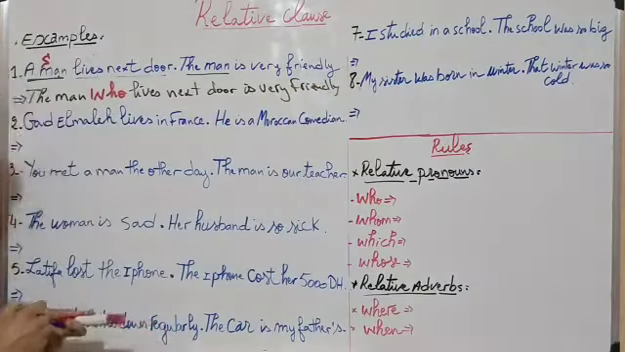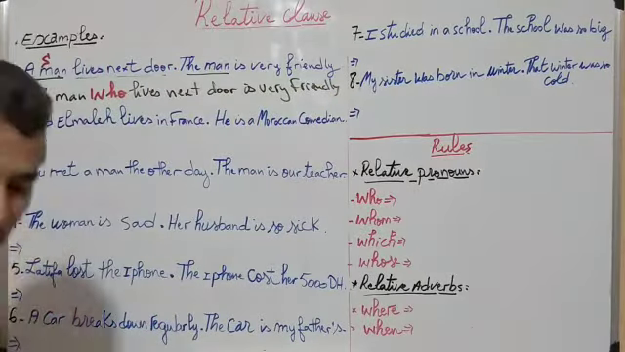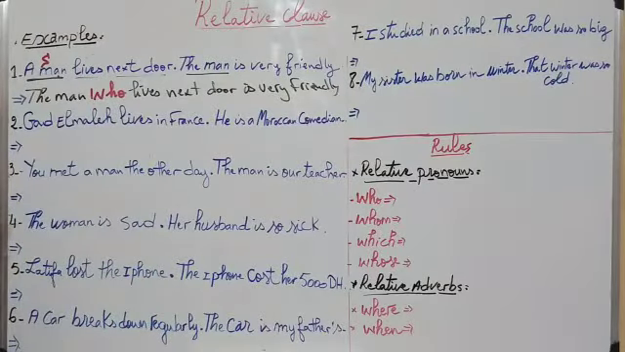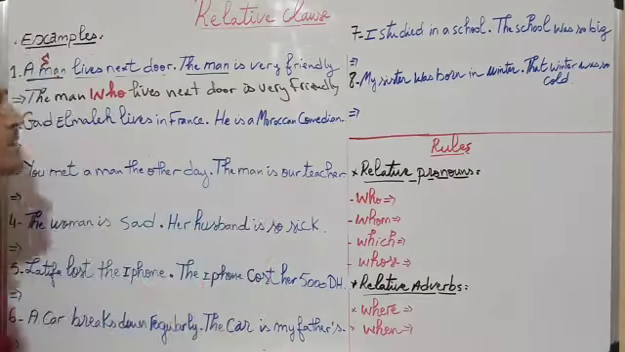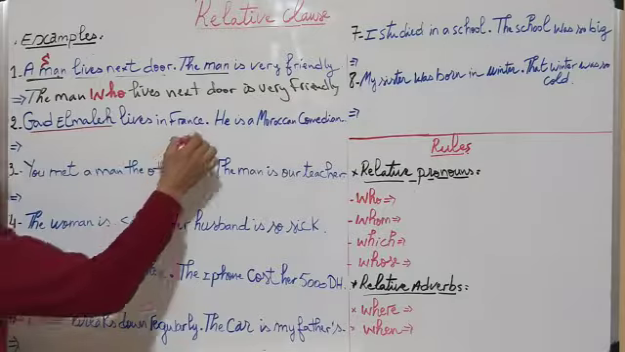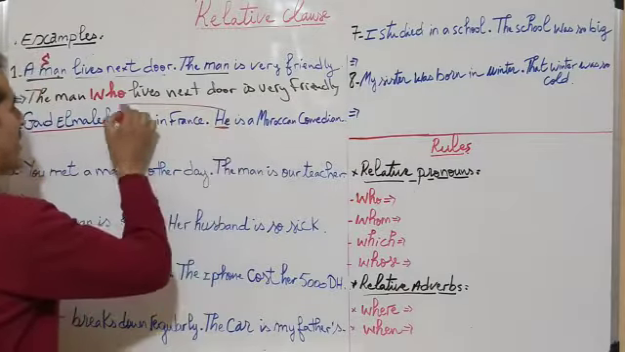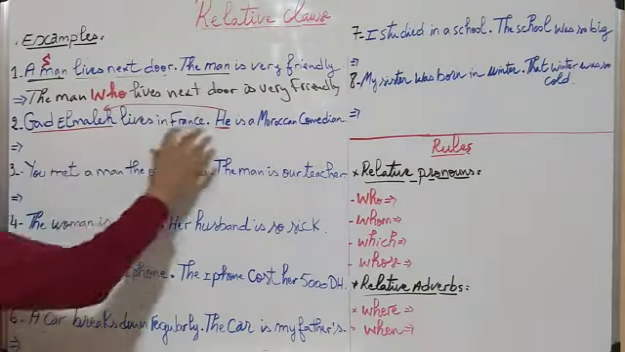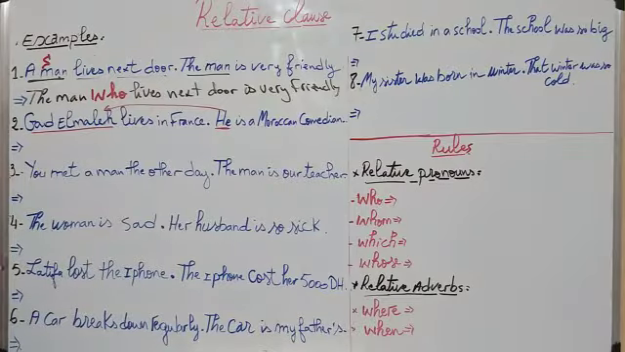Okay? So, next one, I want to see why. Why do we use who here? We don't use another relative pronoun. Number two is the same thing here. Gentleman lives in France. He is a Moroccan comedian. As you can see, we have the repetition of gentleman, and here we have he. He refers to gentleman, who is a person. So this person, I want to avoid this repetition. What shall we say here?